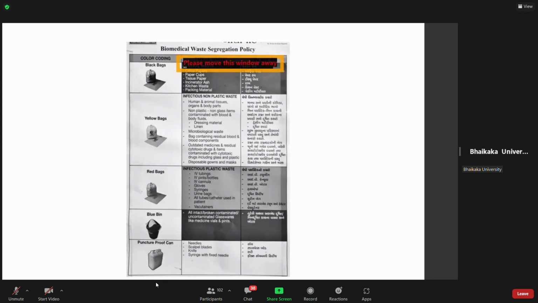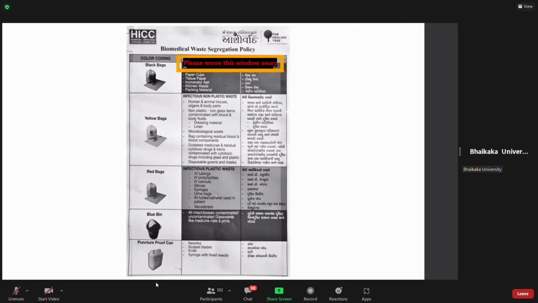And this is the biomedical waste segregation policy. You may find in hospitals various color coded bags for the disposal of waste: black, yellow, red, blue. And according to their color coding, the type of waste you may dispose in that particular bag. So black bags are for the disposal of paper waste, so any paper cups, tissue paper.